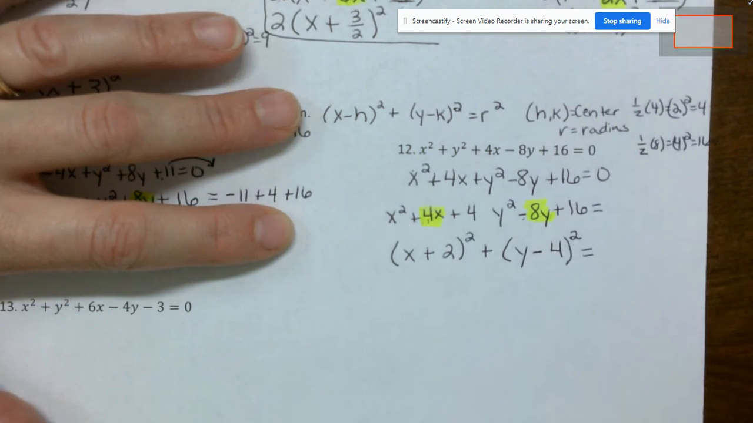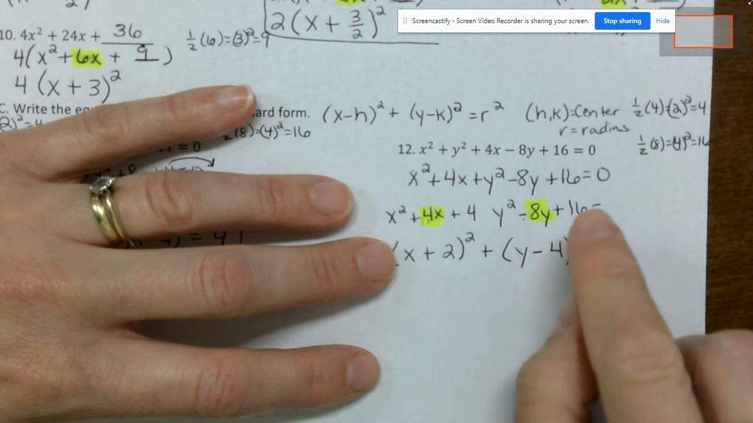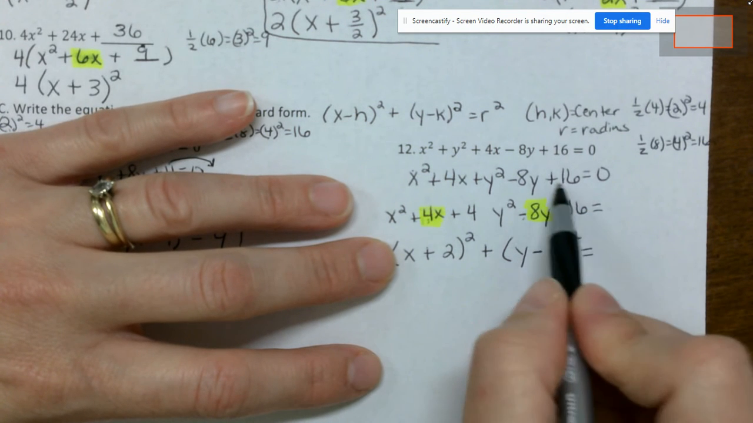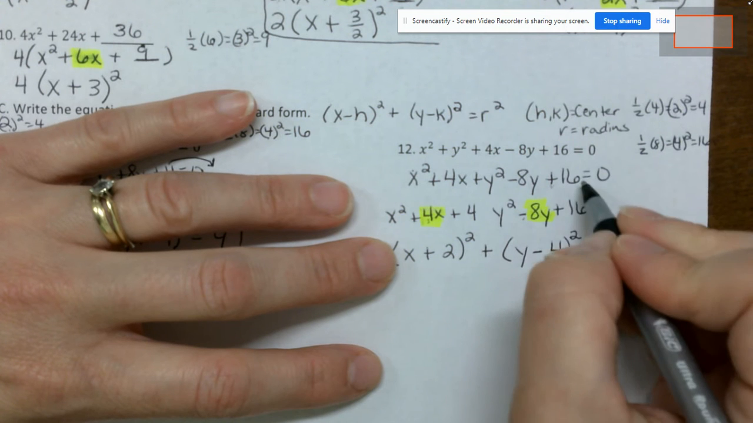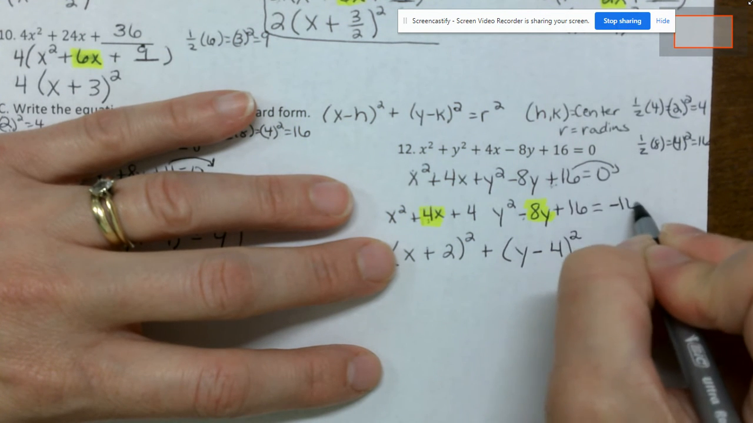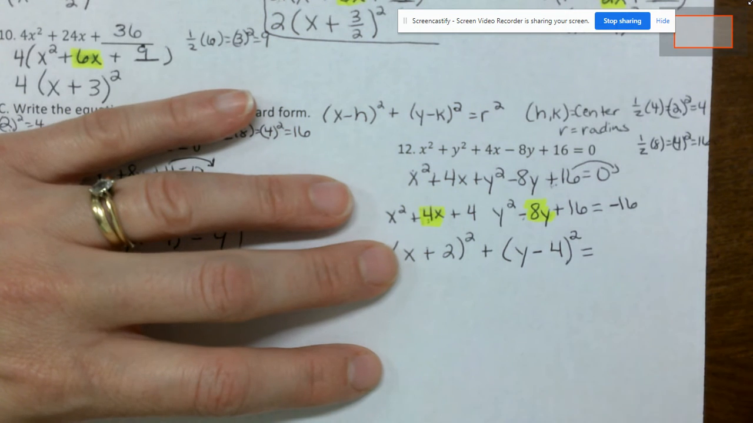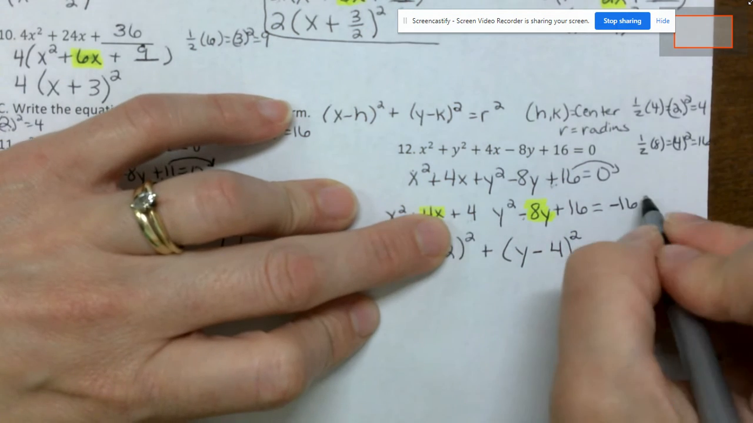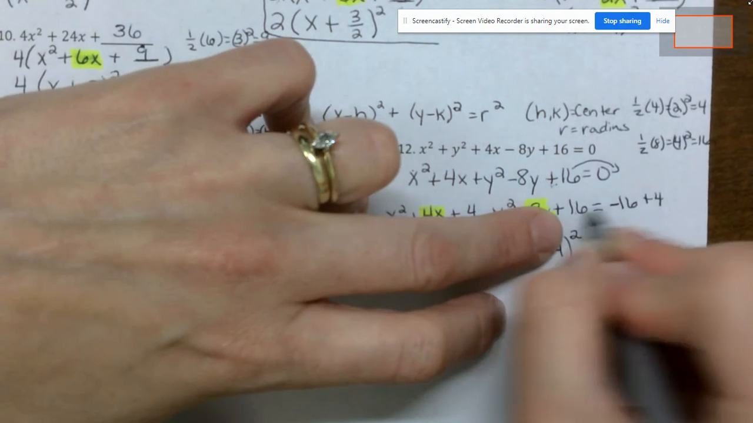Okay, now both of these are equal to something. Now notice, up here, we had a 16 on the end. So I need to move that to the other side. If it's positive, when I move it, it's going to be negative. Then you also have to add what you added in over here. We added in a 4, and we added in a 16.